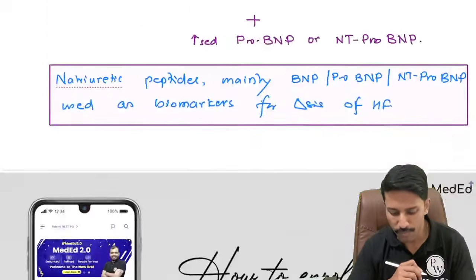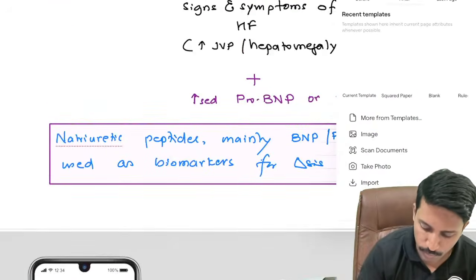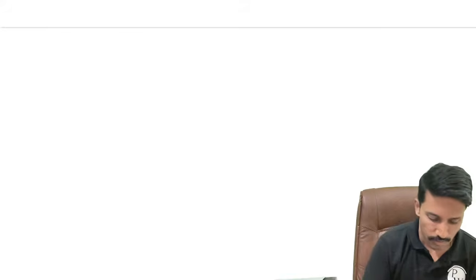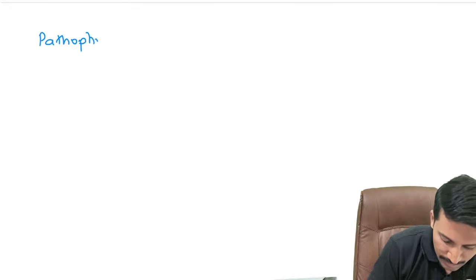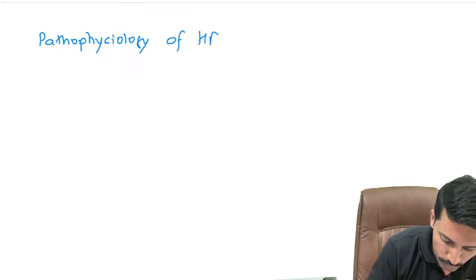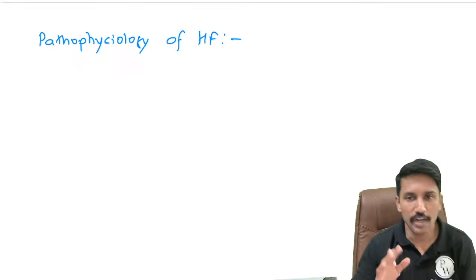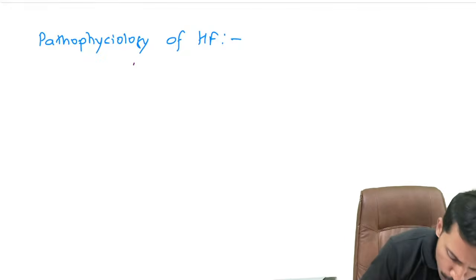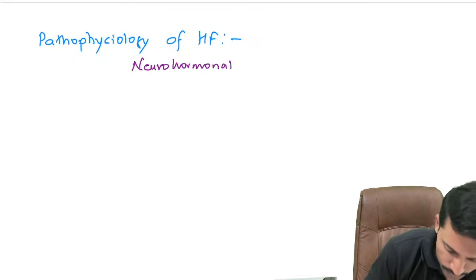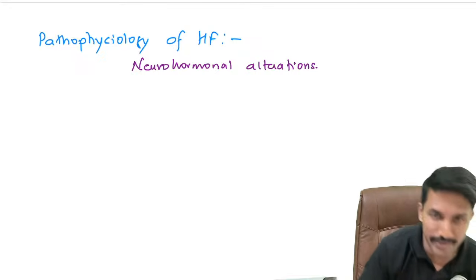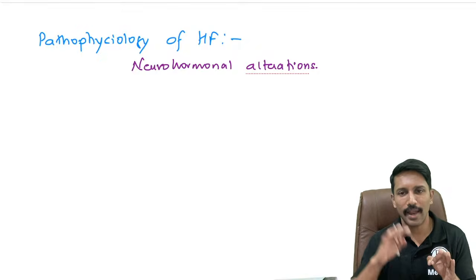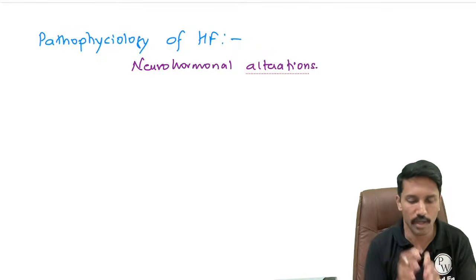So how do we manage a patient with heart failure? I will give you a brief algorithm with a little bit of note on the pathophysiology, because management is linked to the pathophysiology of heart failure. So what happens in heart failure? Heart failure is characterized by neurohormonal alterations. Neurohormonal alterations means when the heart fails, some neurological and hormonal changes happen that cause more harm to the patient.